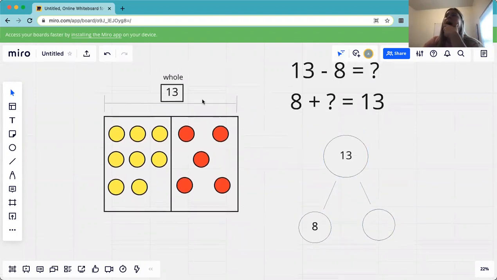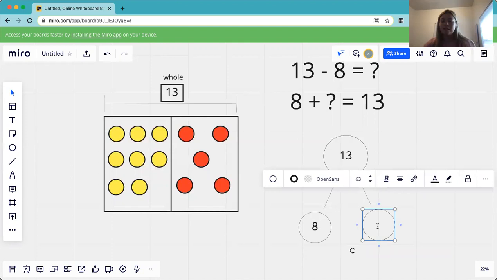So remember, I had my whole, which was 13. All right, I had a part which was 8. What is my new part, in red? Yes, it is 5.